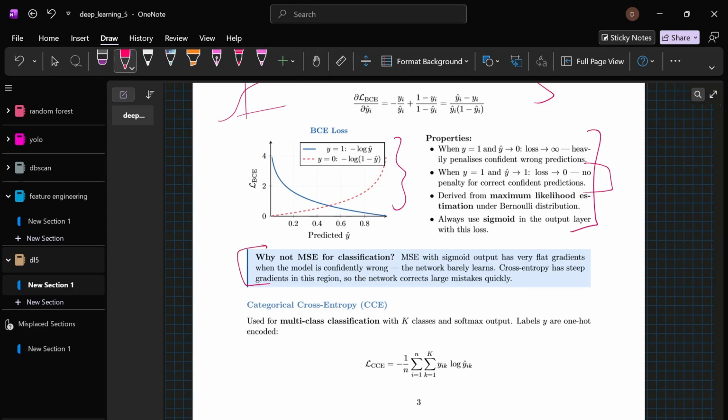But when your model is confidently wrong and you use MSE with a sigmoid output, the gradient becomes extremely flat. The network barely learns anything, but with binary cross entropy, the gradients are steep, and that is exactly what causes us to fix where the model goes wrong.